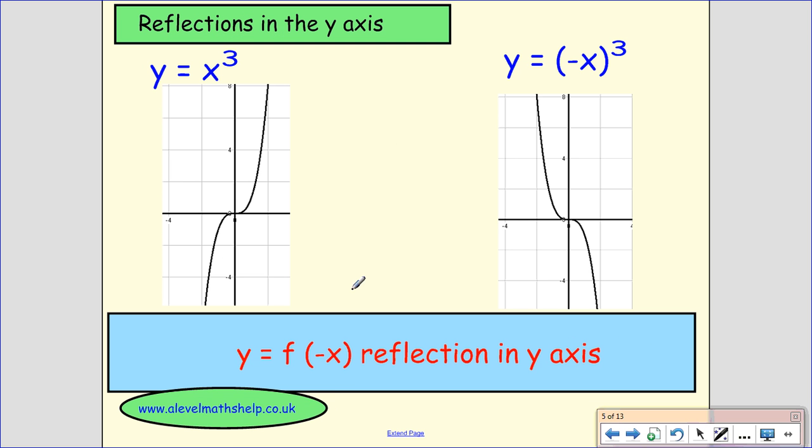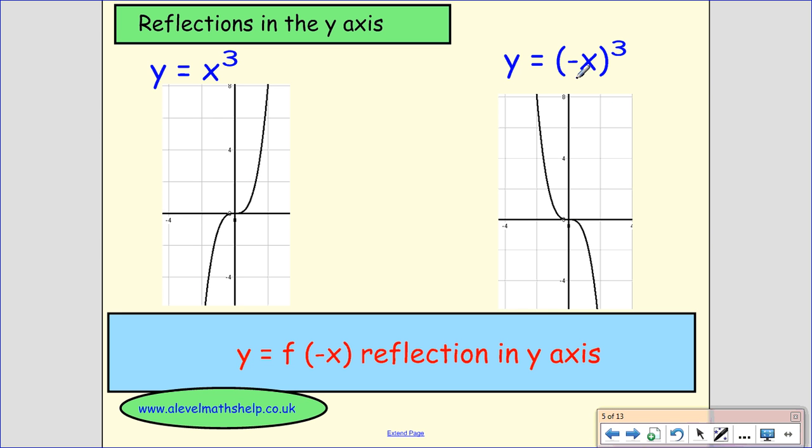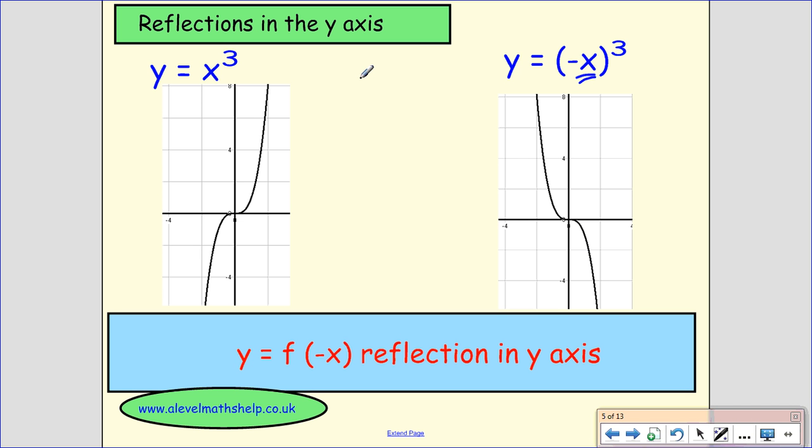Okay, so this time we've got the change inside the function, so the minus is inside the function before you do the cubing. Okay, so what happens here? So really what you need to think about is, to get the same answer here as here, my x must now be the opposite sign.